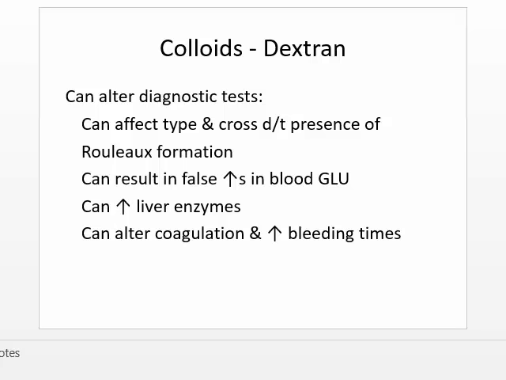The two polysaccharides, the Dextran 40 can expand the blood volume 1 to 1.5 times the volume infused, and the 70 can expand the blood volume by 80 to 120% of the volume infused. So, since it is a sugar, it can result in false elevations of blood sugar or in total protein. It can also raise liver enzymes and bleeding times.